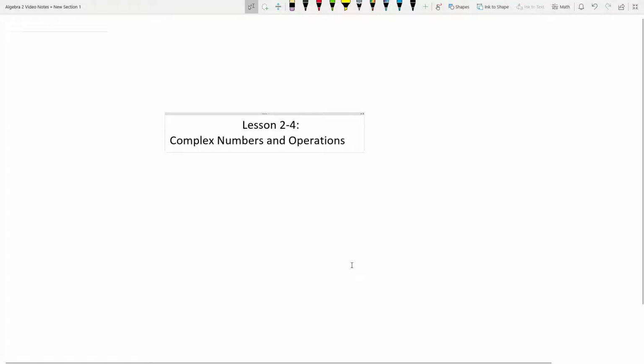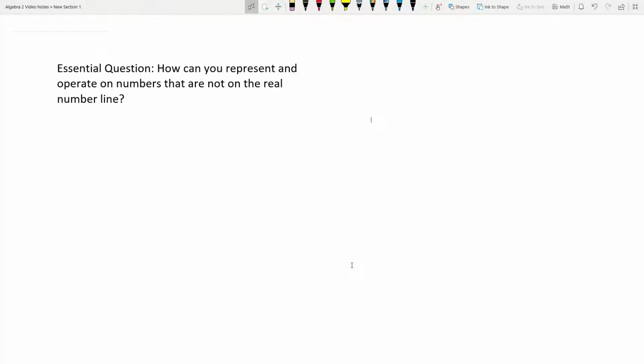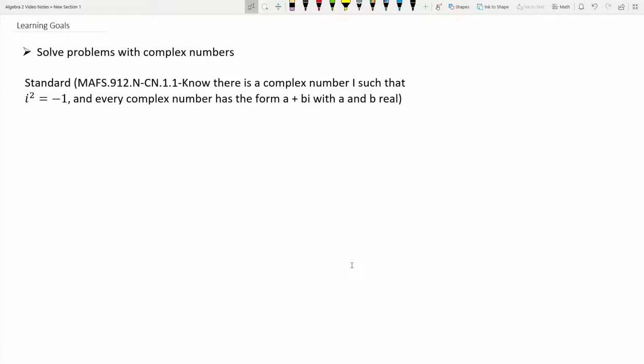All right, welcome to this lesson on 2-4. We will be talking about complex numbers and operations with complex numbers. So the essential question: how can you represent and operate on numbers that are not on the real number line? So we're not dealing with real numbers here. So how do we solve problems with complex numbers?